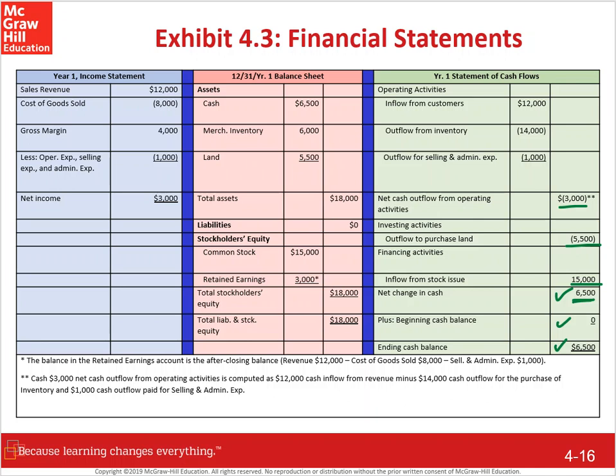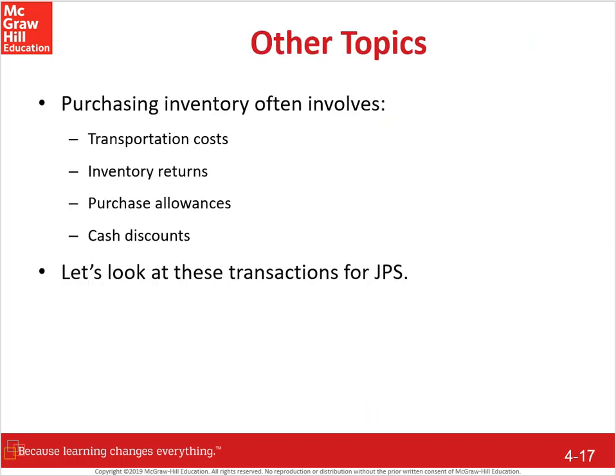So what we covered in year one is just really the basic foundation. We buy inventory and we sell inventory. When we sell it, we have to do A and B. So we have a two-part journal entry, A and then B. But we need to cover a little bit more advanced topics here, including transportation costs, inventory returns, purchase allowances, which is pretty similar to an inventory return, cash discounts. So as we go into year two, we're going to incorporate some of these more complicated topics.